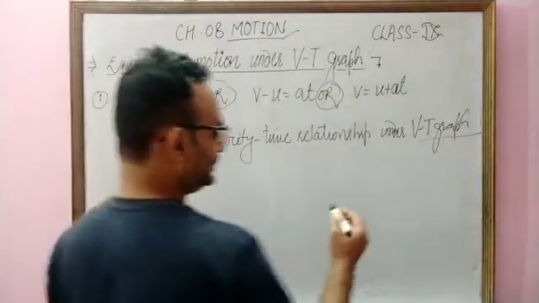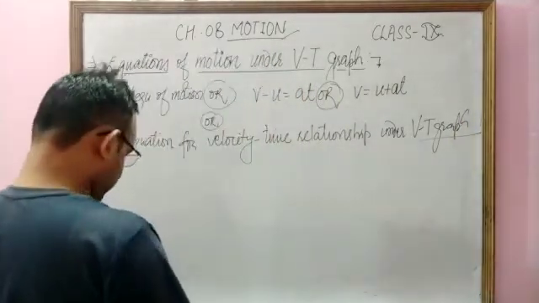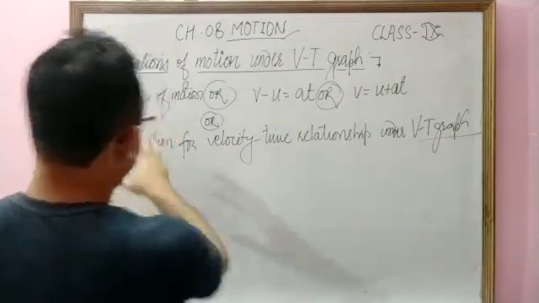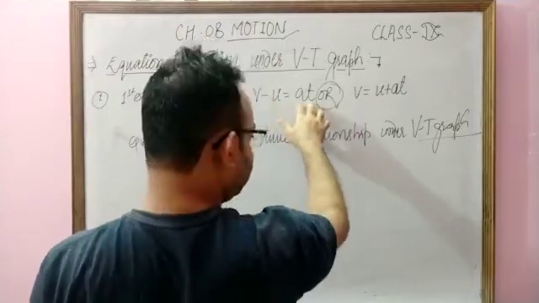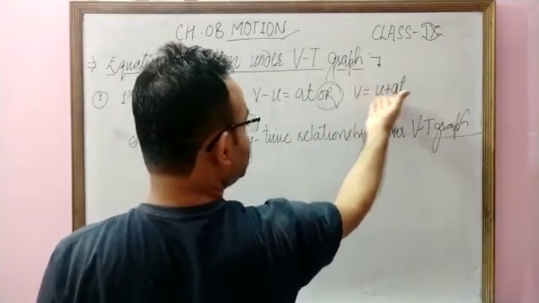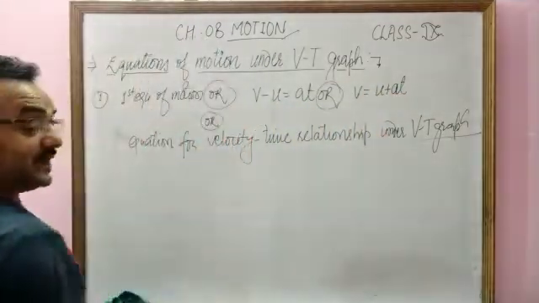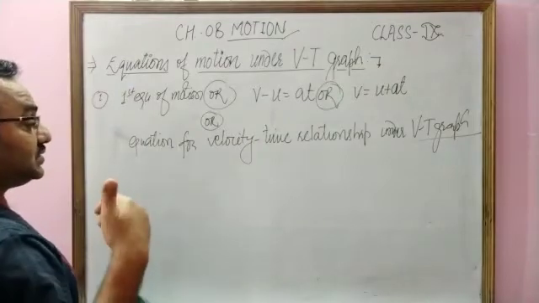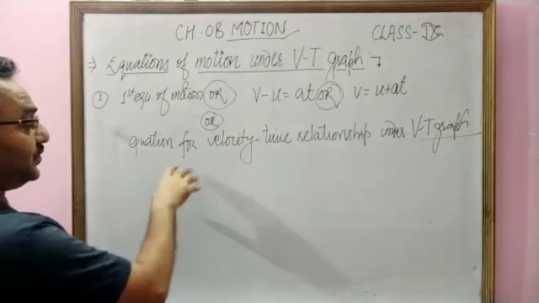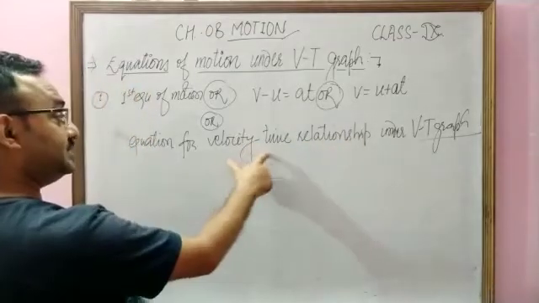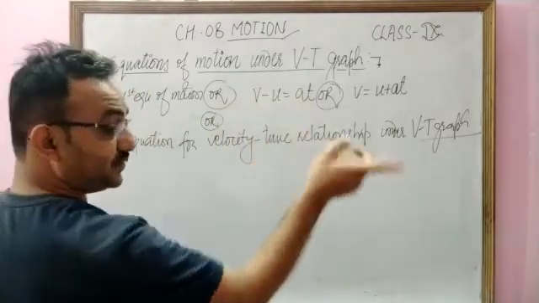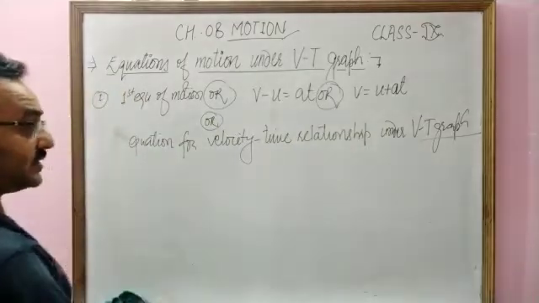Okay, see, this is the graph here. First equation of motion, or V minus U is equal to AT. It is also written V is equal to U plus AT. Sometimes they used to ask, you have to derive the equation for velocity time relationship under velocity time graph. That means V minus U is equal to AT, we have to derive from the velocity time graph. Clear?